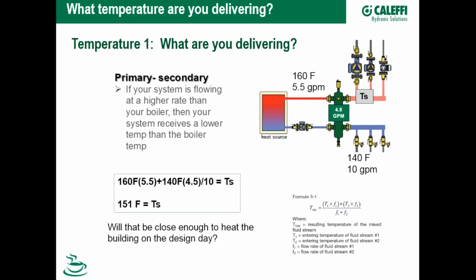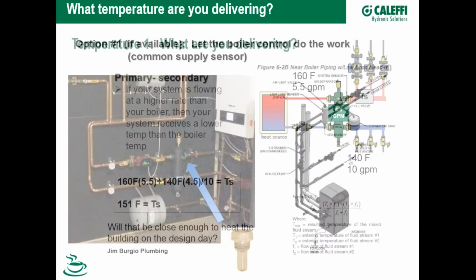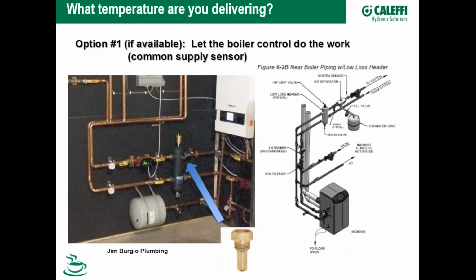And the question always comes up from that point, is this going to be close enough in temperature to heat that building, or do I have to accommodate this change in temperature? Okay, a couple of ways of doing it. I'm going to go to option number 1, and you'll notice it does say if available.